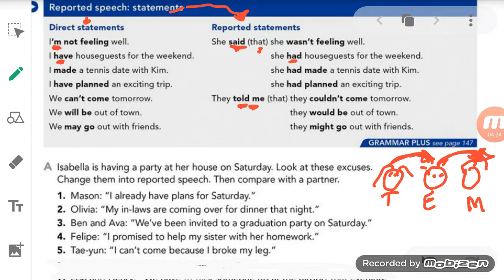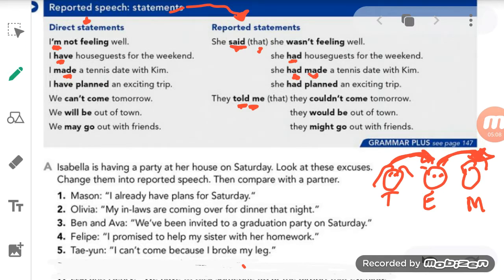But what happens if the original sentence is in past? For example, here, I made a tennis date with Kim. If the original message is in past, you need to transfer the message in past perfect. What is the past perfect? The auxiliary had and the verb in past participle. If the original message is in past, you need to transfer the information in past perfect. What is the past perfect? The auxiliary had and the past participle.